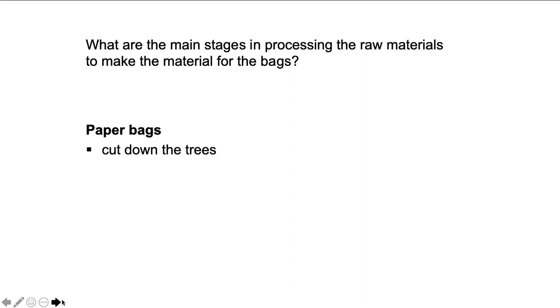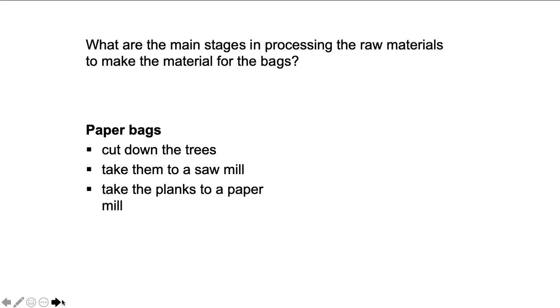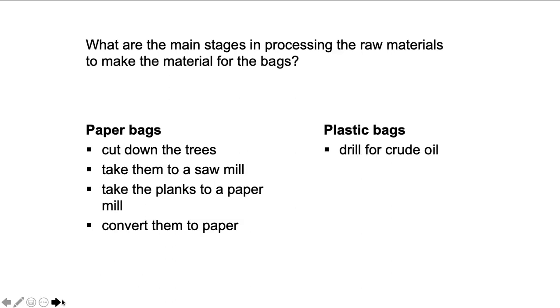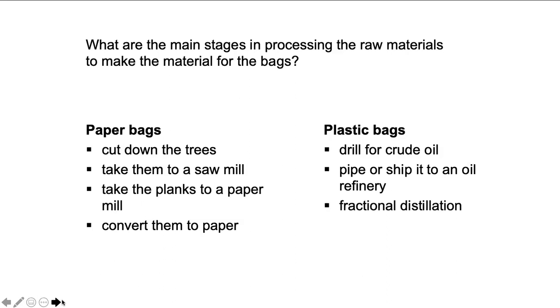What are the main stages in processing the raw materials to make the material for the bags? For paper bags, you need to cut down trees, take them to a sawmill, take the planks to a paper mill and convert them to paper. In the case of plastic bags, drill for crude oil, pipe or ship it to an oil refinery, fractionally distill to get the right fraction of the crude oil, and then there's a process called cracking. Some of these processes you will study in year 11. And then of course polymerization, which is another process to make the plastic bag.